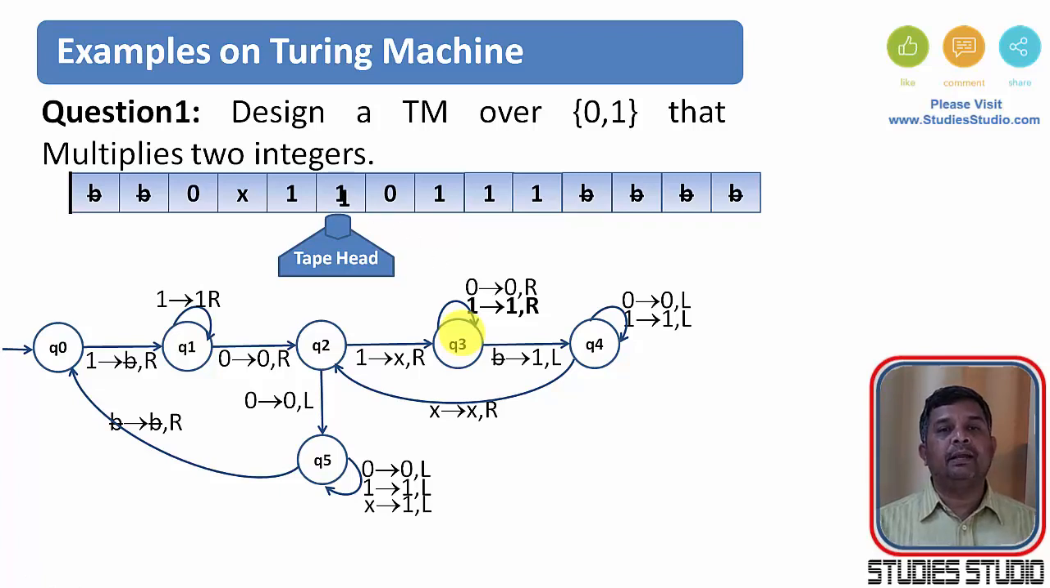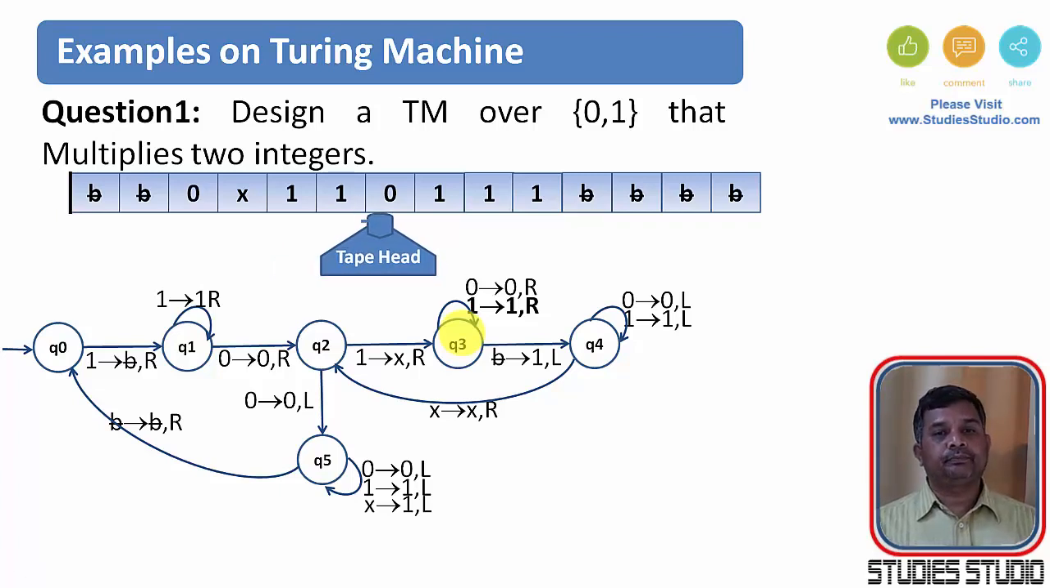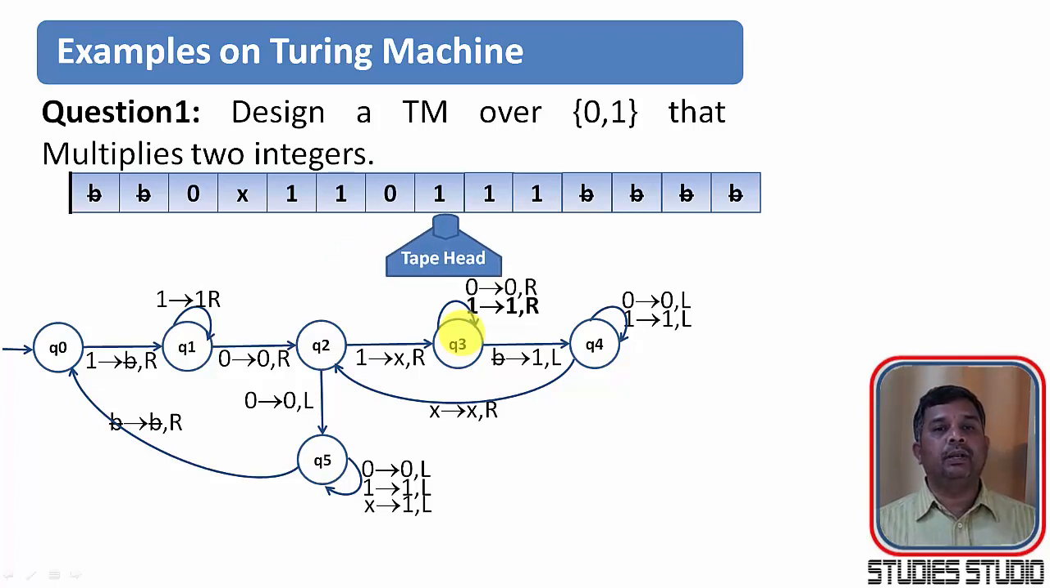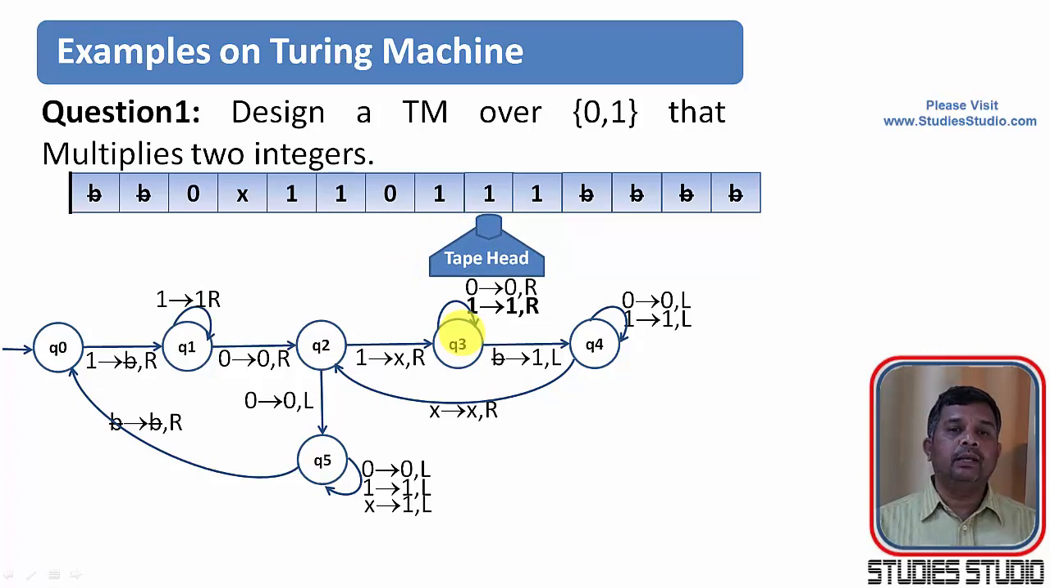So next symbol I am getting is also a 1. The next symbol I am getting is a 0. So I will write 0 onto it. Next symbol that I am getting is 1. I will write 1 onto it. Then next symbol is again a 1.